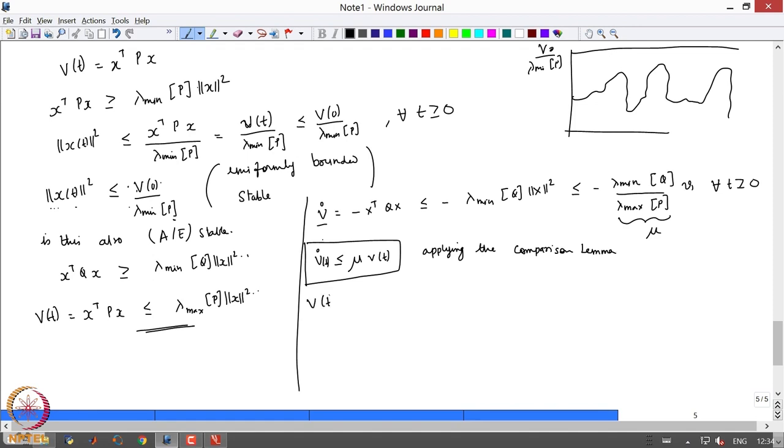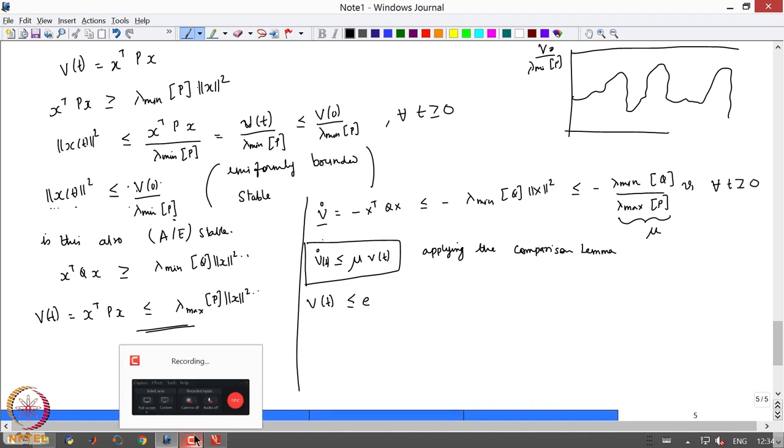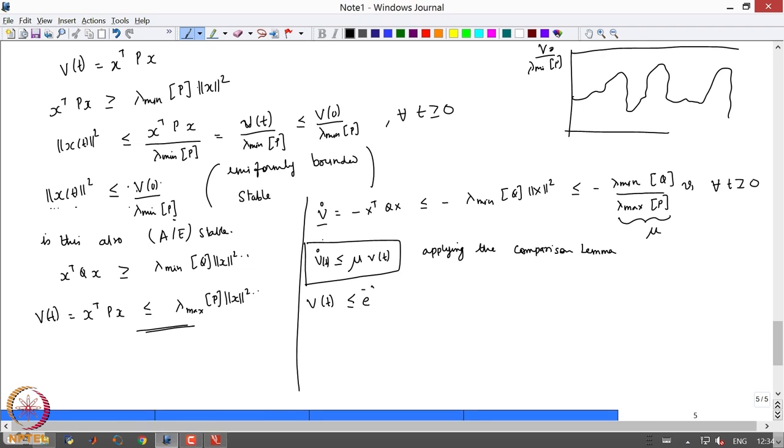This V of t is now less than or equal to e power minus lambda t times V of 0, for all times t greater than or equal to 0, where I have said that this mu is actually minus lambda. Let us say for simplicity t naught is just 0. So, this lambda is lambda min of Q over lambda max of P.